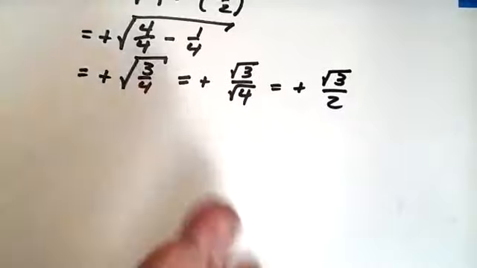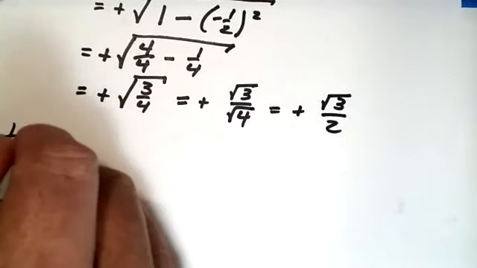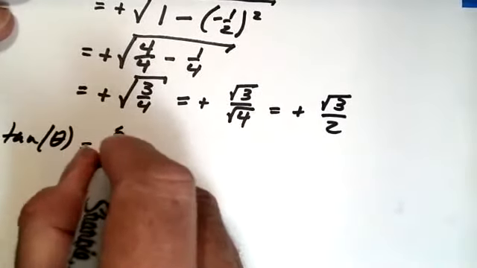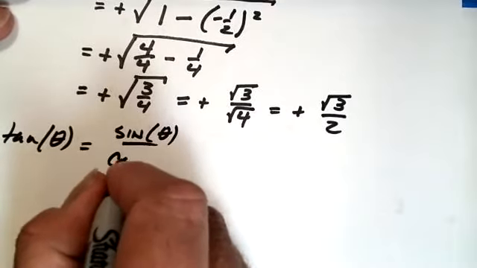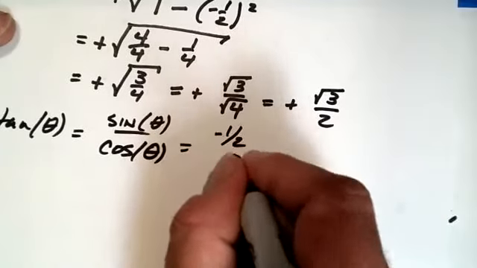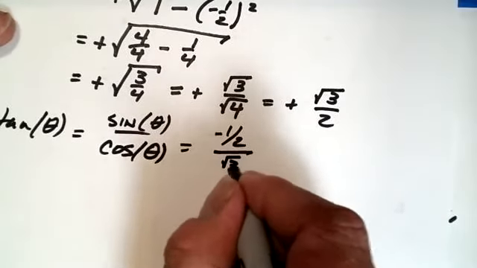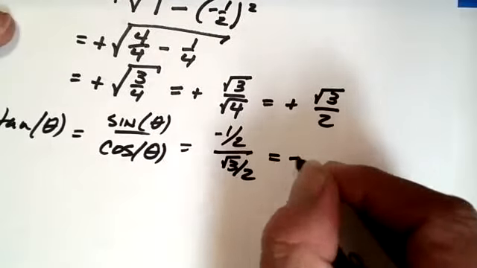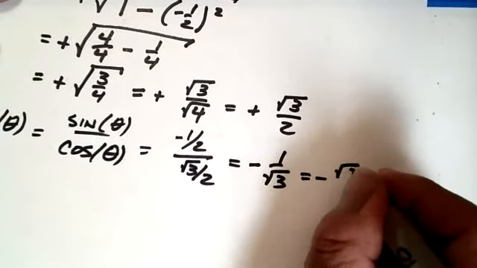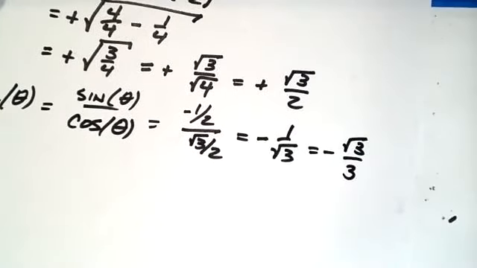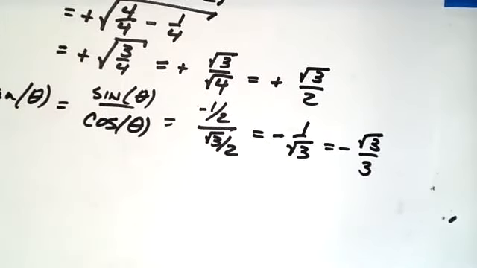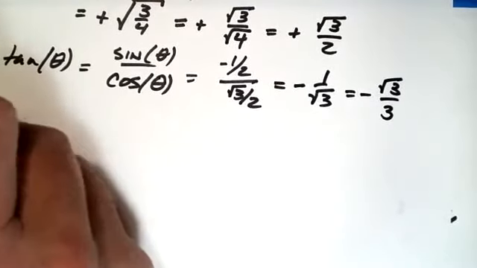So going to the next one in the chain is tangent of theta. Well, I guess we could do secant. We'll come back to that. Tangent of theta is sine of theta over cosine of theta. Again, I want to use fundamental identities to do this. So that's negative 1/2 divided by square root of 3 over 2, which happens to equal negative 1 over square root of 3, which simplifies to negative root 3 over 3. Okay? So now I've got sine, cosine, tangent, and also cosecant. Maybe we come back for secant.